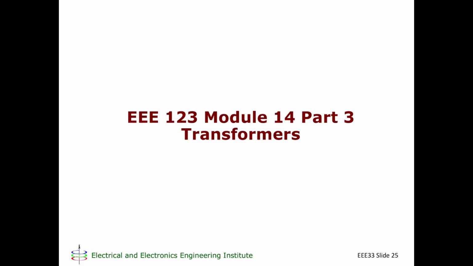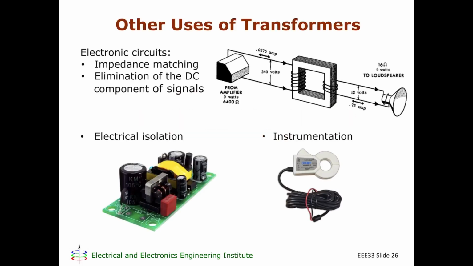This is part 3 of Module 14, where we complete our discussion on transformers. In addition to their use in the distribution of electric power, there are many other uses of transformers. Transformers, for example, are also used in electronic circuits. One important application of a transformer is for impedance matching.